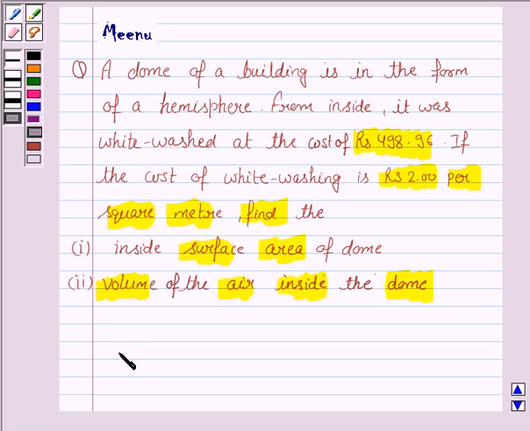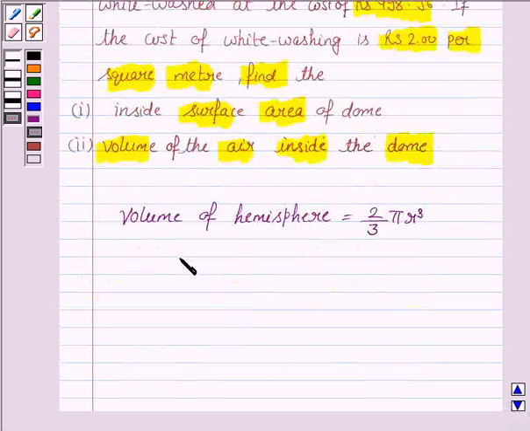Let us first know the formula for volume of the hemisphere, because dome is in the form of hemisphere. Its formula is 2 by 3 pi r cube, where r is the radius and the value of pi is 22 upon 7. Let us now move on to the solution.